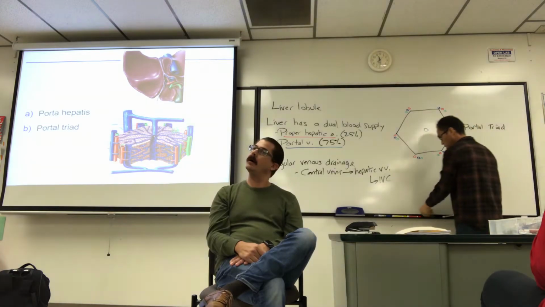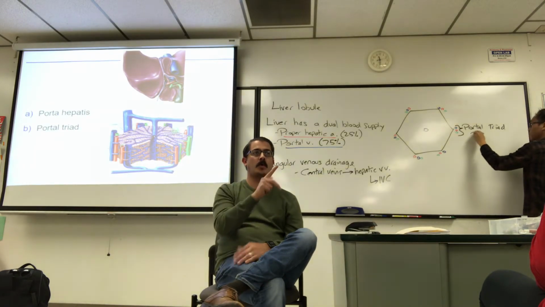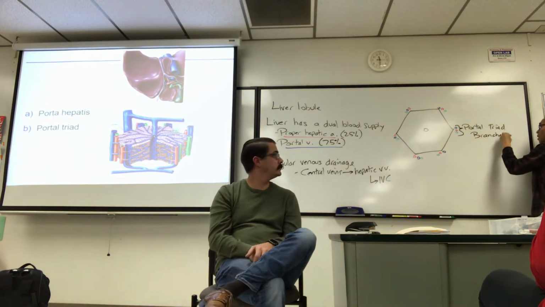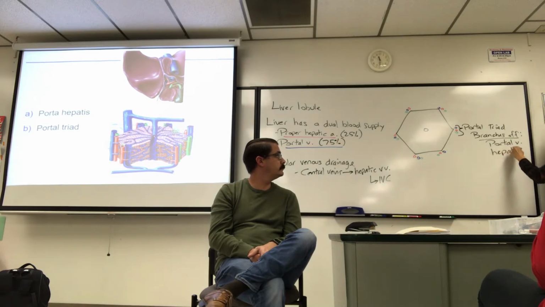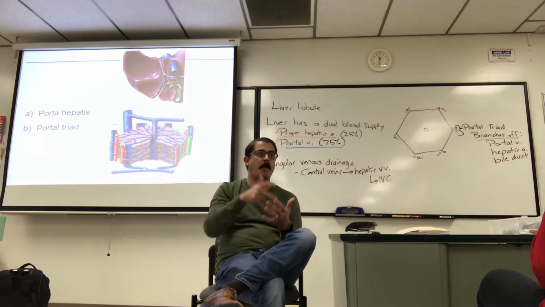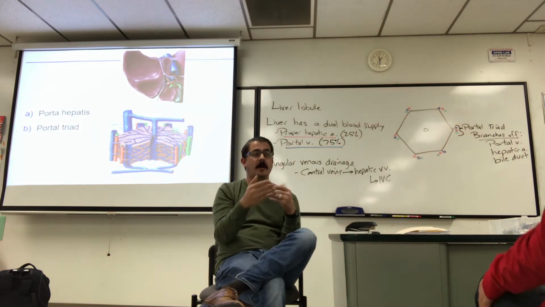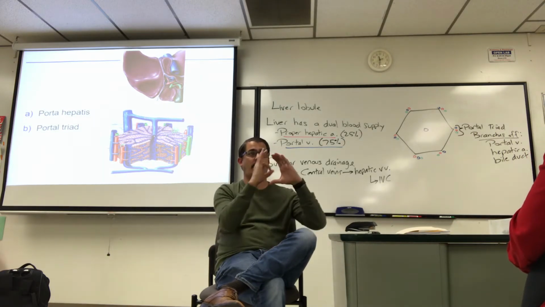Once again, the portal triad has these three things: branches of the portal vein, hepatic artery, and a branch of the bile duct. Okay, so know what a portal triad is. It's those three things. And the blood vessels that flow towards the central vein are called sinusoids.